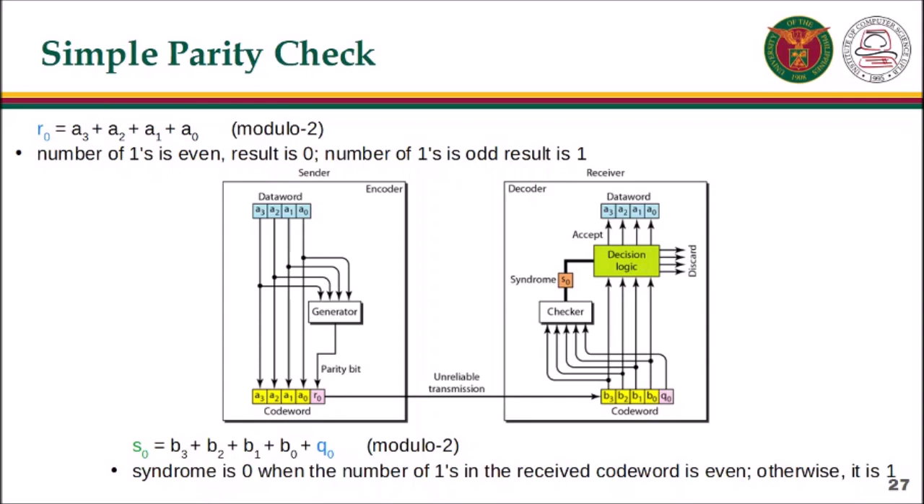The syndrome is passed to the decision logic analyzer. If the syndrome is 0, there is no detectable error in the received code word. The data portion of the received code word is accepted as a data word. If the syndrome is 1, the data portion of the received code word is discarded. The data word is not created.